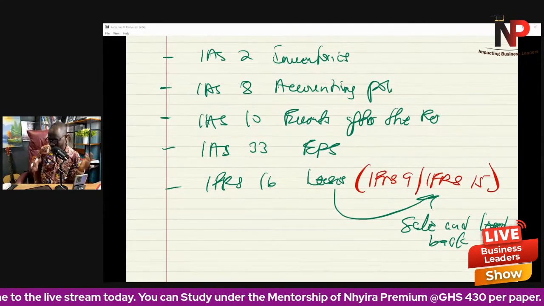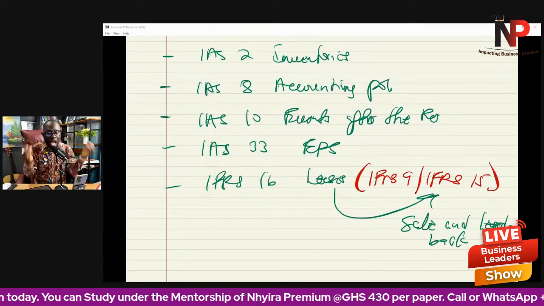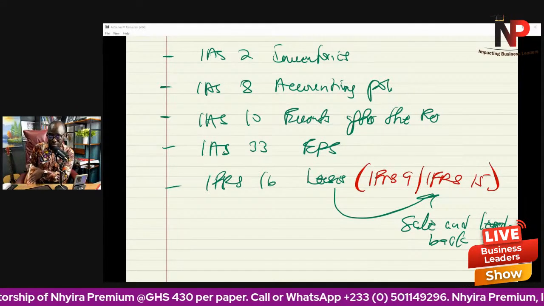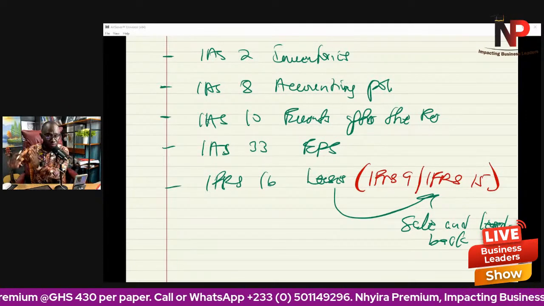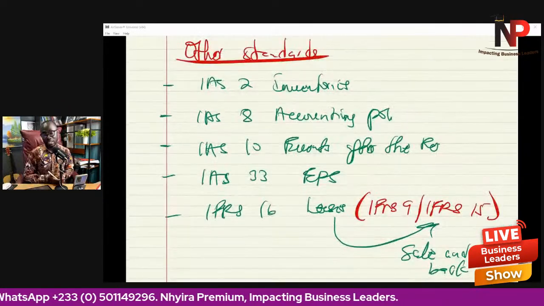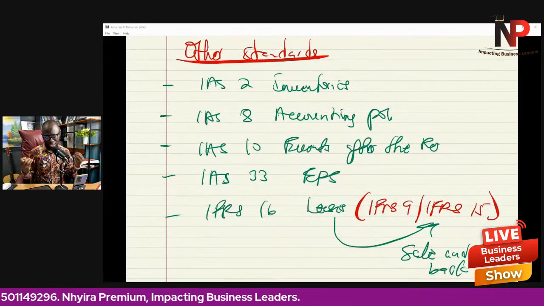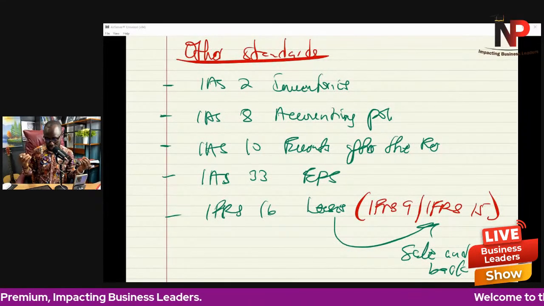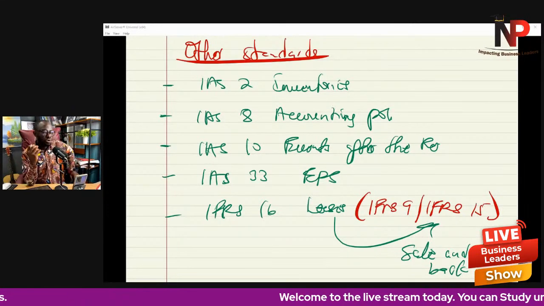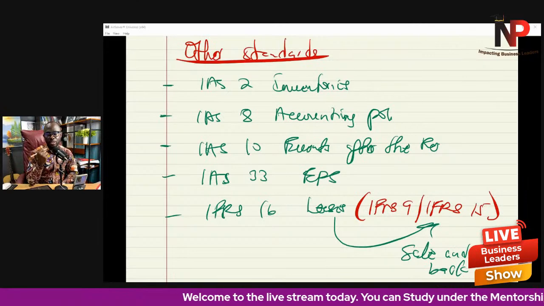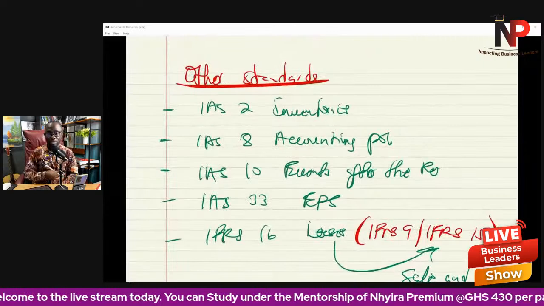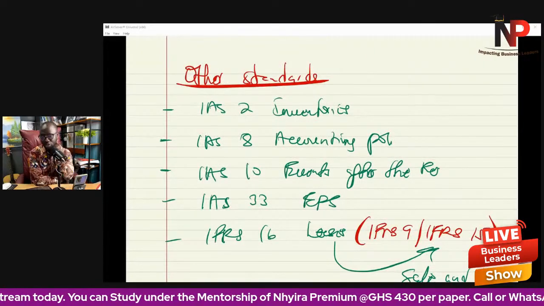So again, when you're learning leases, IFRS 9 must be on your mind. IFRS 15 must be on your mind because the rules there will be connected. So these are the issues that you must understand generally, and these are the other standards that you need to look out for.